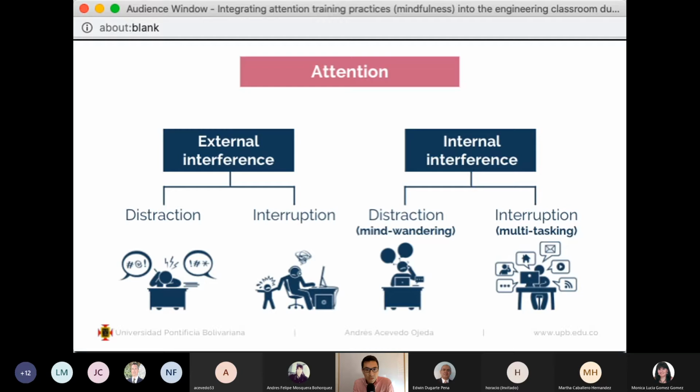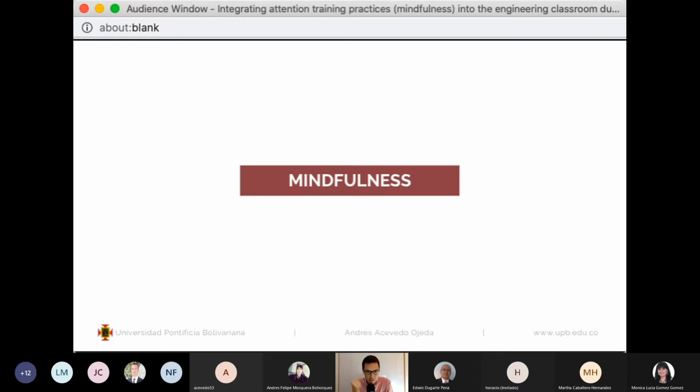Now, with all these different types of interference, external and internal, we are losing more and more the ability to focus our attention on what really matters. Think of what the internet and social media is doing to our brains. What do all these news and social media platforms want from you? Your attention. That is their core target. And here is where mindfulness comes along.